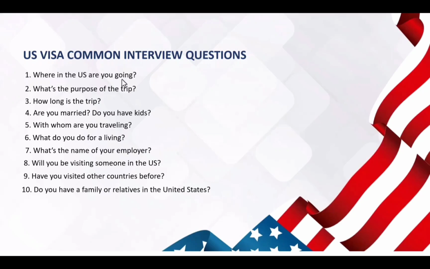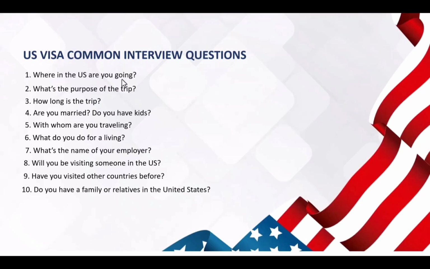Number 3, how long is the trip? Number 4, are you married? Do you have kids? Number 5, with whom are you traveling? So, dapat alam mo yung pangalan and yung personal information ng kasama mo, if meron. Number 6, what do you do for a living? Isa sa pinaka-critical question sa US Embassy.